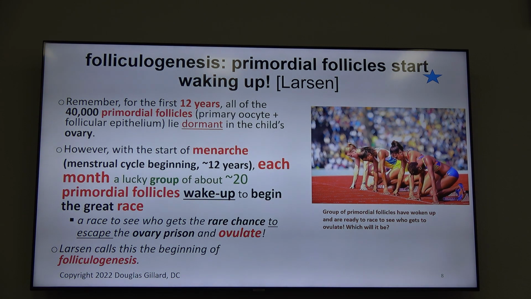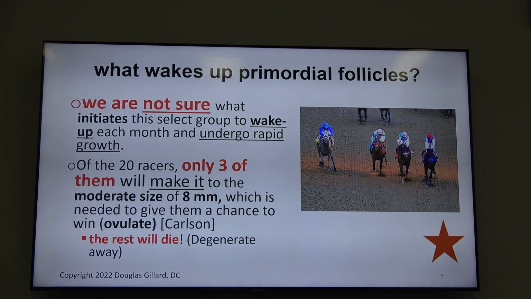And each cycle, only about 20 of them, and this is variable from 10 to 30, I've seen 50 sometimes, but on average, about 20 of these primordial follicles will start to grow, and the other ones don't. Just these 20 get a chance to race. One of these is going to ovulate out of these 20, and the race is on. The race is called folliculogenesis. So off we go. We have 20 of these waking up.